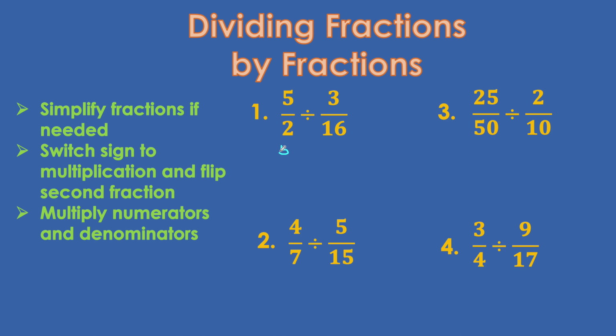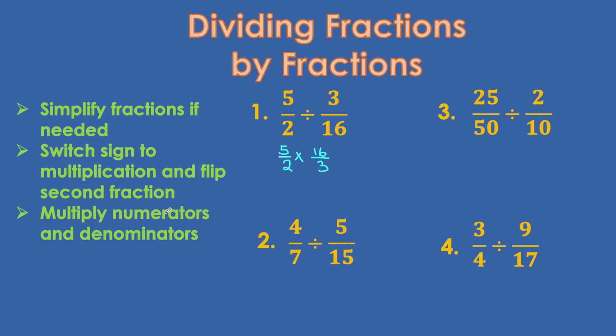Let's rewrite this. 5 over 2. We're going to switch the sign from division to multiplication. And we're going to flip the second fraction, meaning this denominator here is going to go on the top, and this numerator, this 3, is going to become the denominator, and it's going to go on the bottom. So now instead of 3/16, it's going to be 16/3.